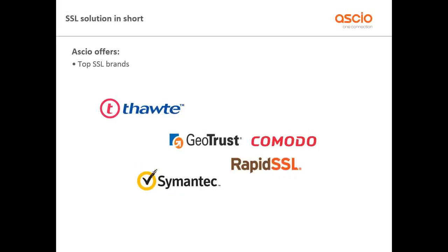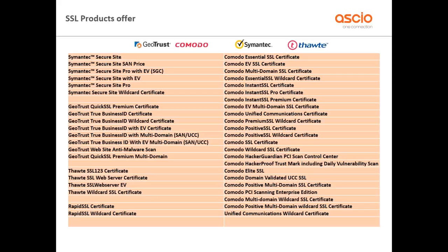The Ascio SSL solution in short. Ascio is proud to offer these top SSL brands, and they are probably well known to all of you. We have Comodo, we have all the Symantec brands, Thawte, GeoTrust, Symantec, and RapidSLL. We have a wide variety of products, and you can see some of them here, and they will all be available to purchase through Ascio.